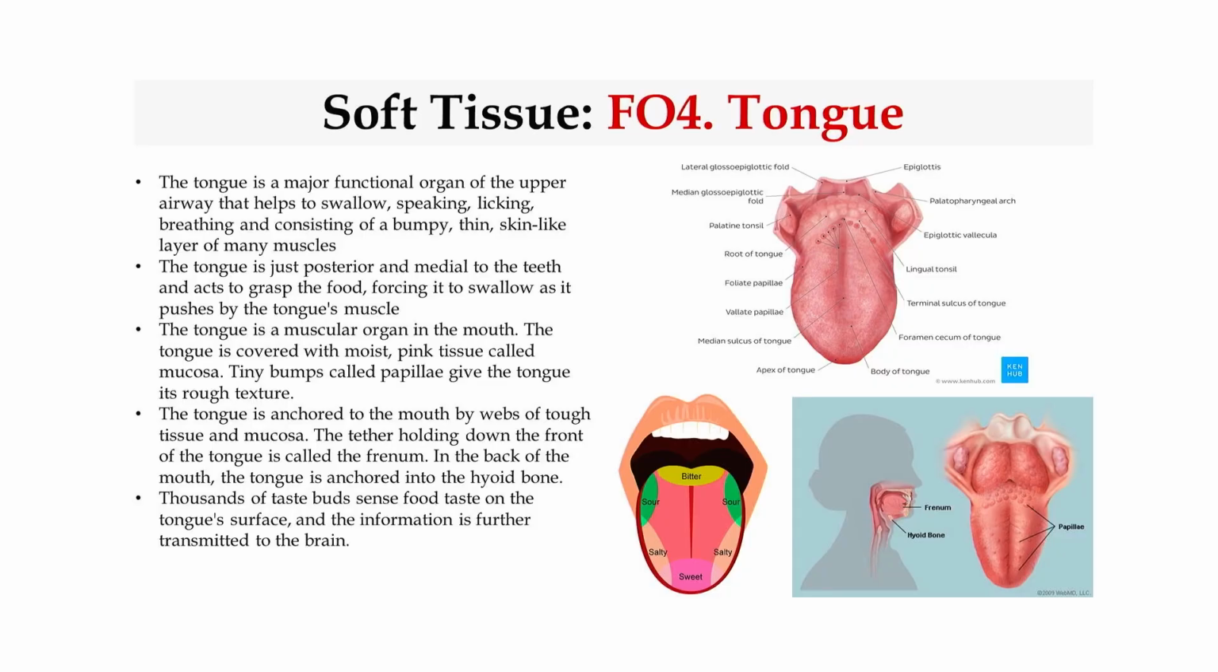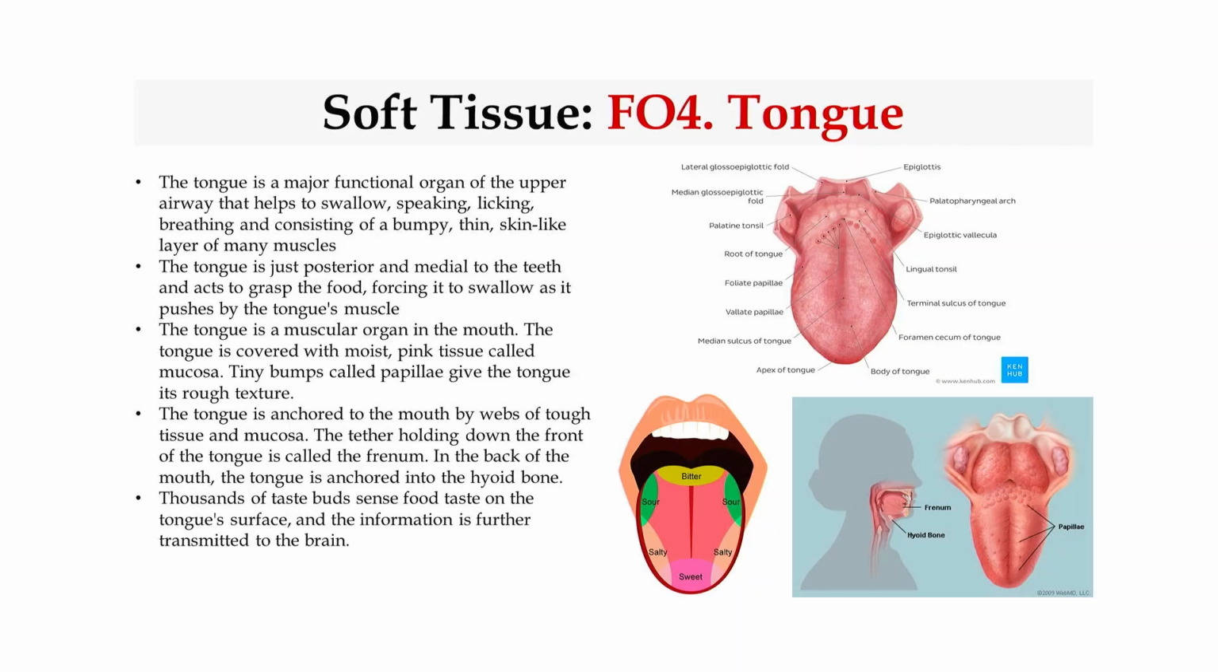The tongue is the major functional organ of the upper airway that helps to swallow, speak, lick, breathe, and consists of a bumpy, thin skin-like layer of many muscles. It is extremely muscular, has a lot of different layers of muscles, and facilitates many different aspects like swallowing, speaking, licking, breathing, and several other aspects like tasting, of course, right?